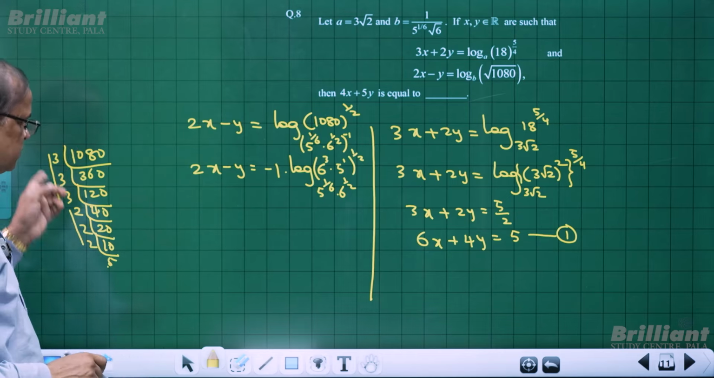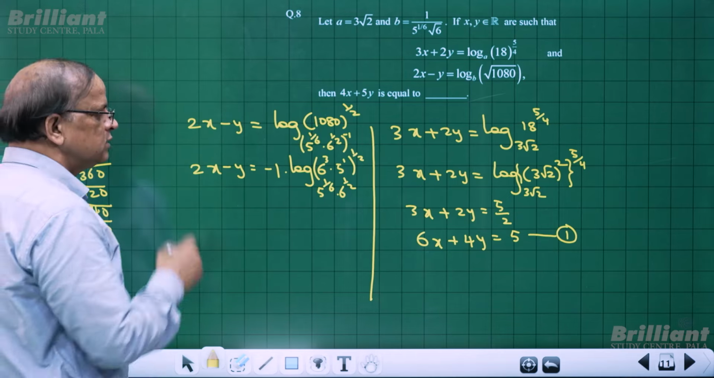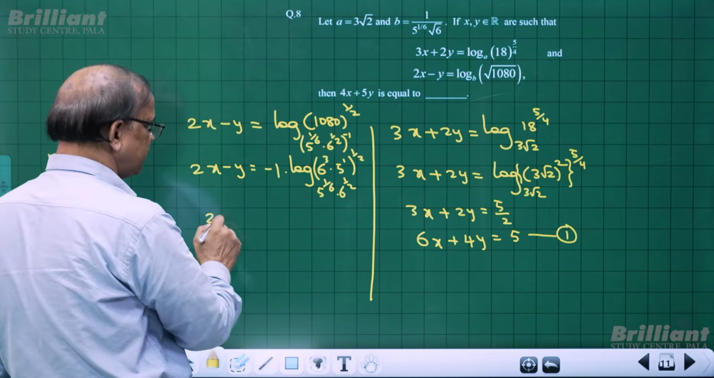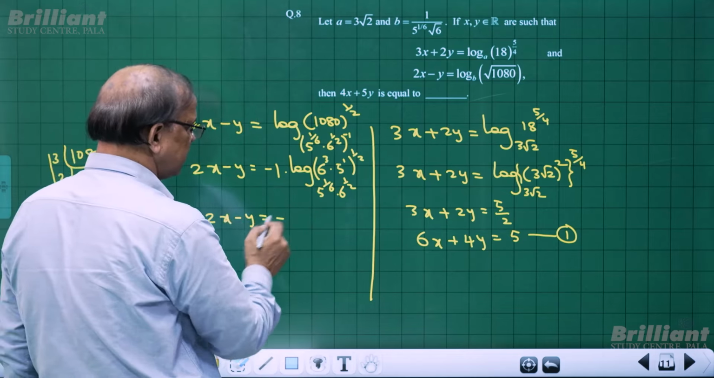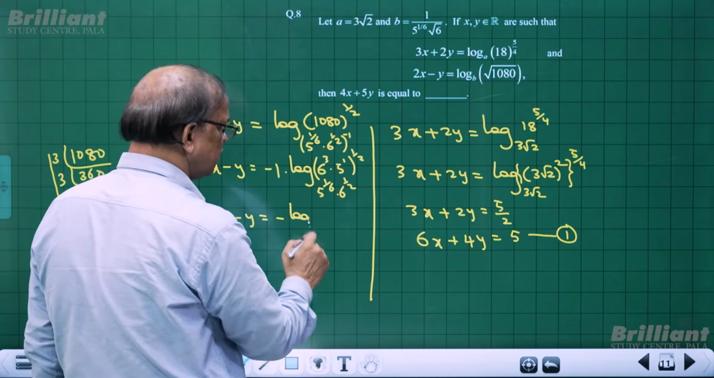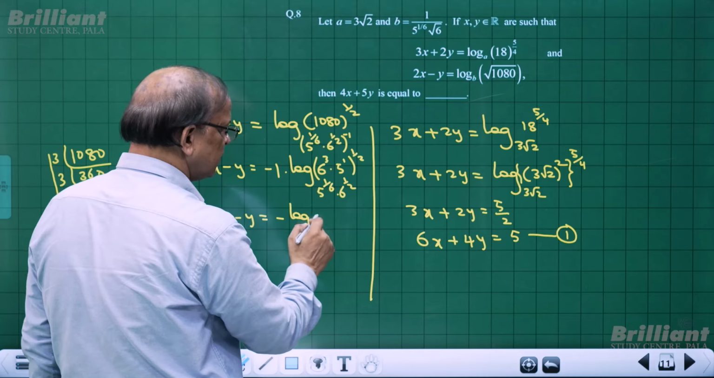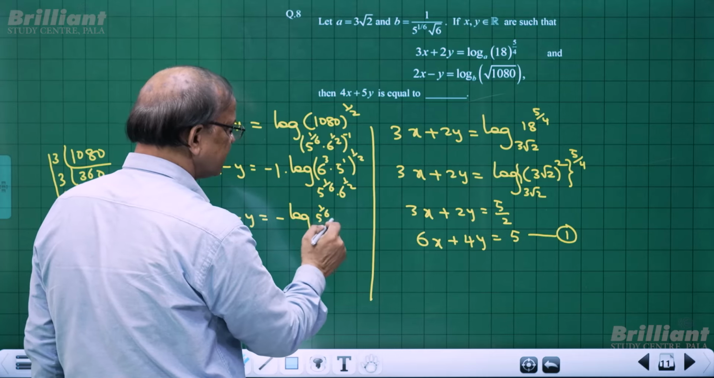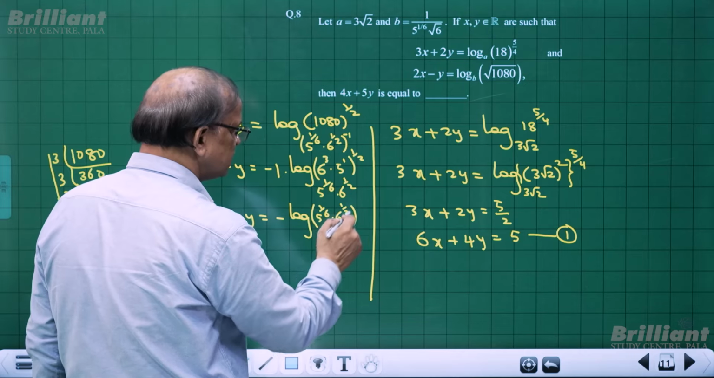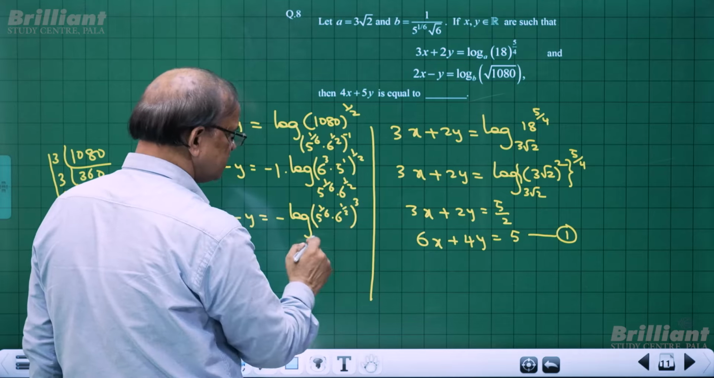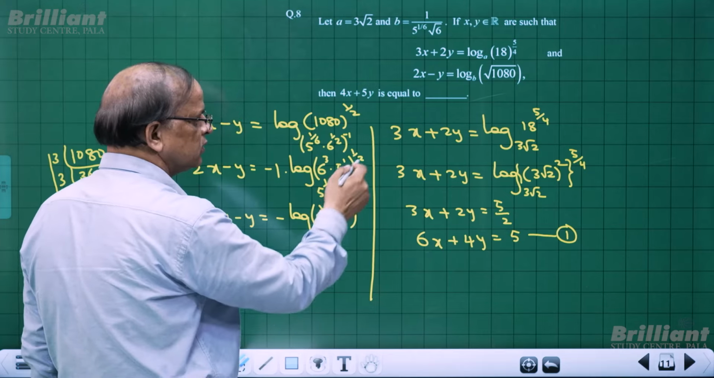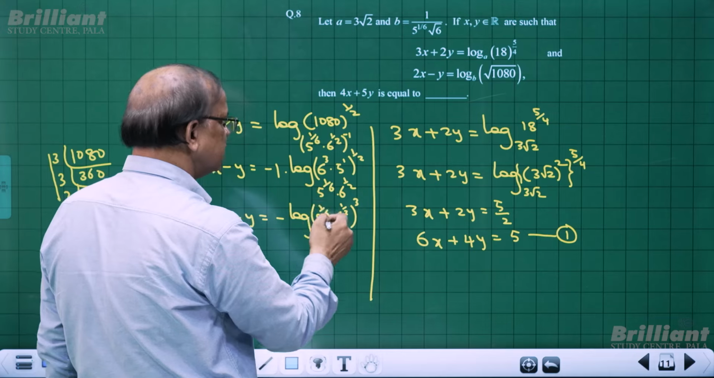So, 6 cube into 5. Right now, what can you write this as equal to? So, 2x minus y is equal to minus log of (5 power 1 by 6 into 6 power 1 by 2) whole power 3, we can write, including this, correct. 5 power, this is 1 by 2. So, this is 3, 5 power half.